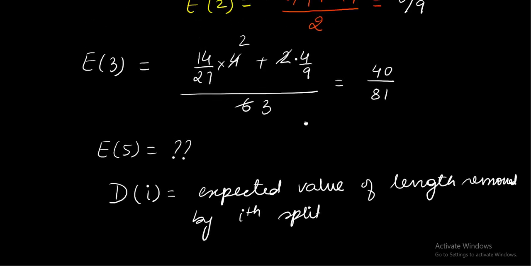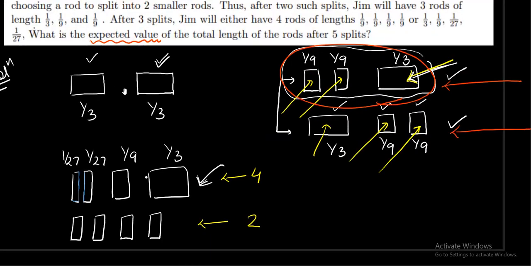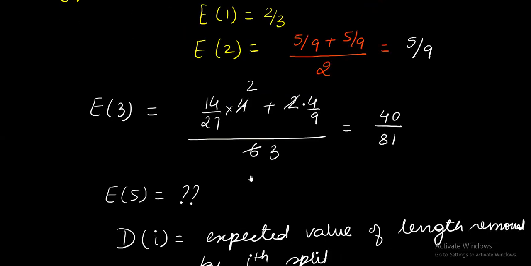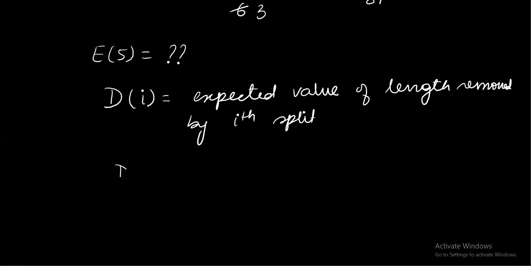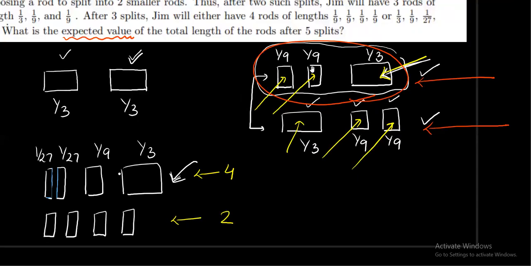For example, let me just show you. After the first split, what is going to be the value of D1? You will say 1/3. So what value of D1 will we get? 1/3. Let me just write it over here. So D1 I will be getting 1/3. What do you say about D2? After the second split, what is the mean value of length removed? So the second split means this one. So you will be removing the length here, 1/9.